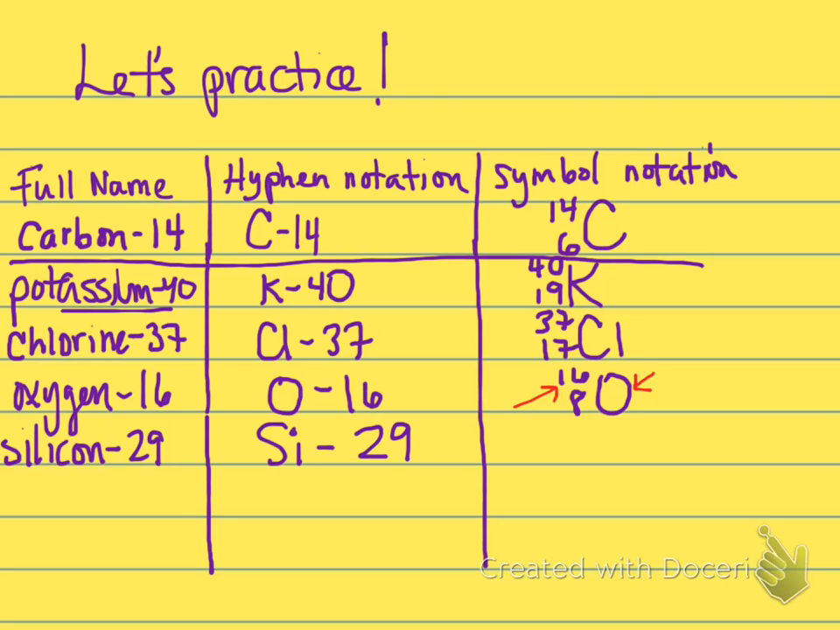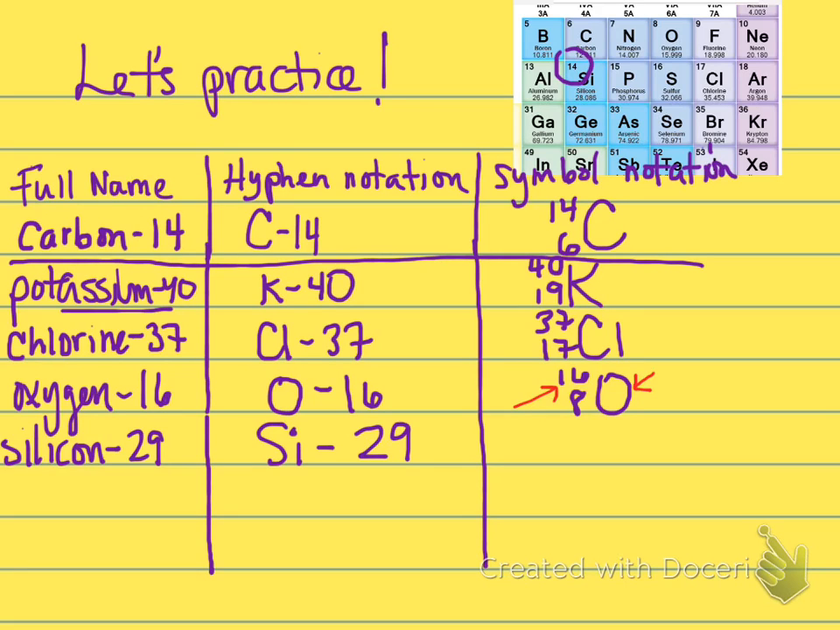That's right, it's silicon-29, and while you were looking up the atomic symbol, you probably saw that silicon has an atomic number of 14, making the symbol notation for silicon-29 look like this: Si with a 29 in the upper left-hand corner and a 14 below it. Are you pretty comfortable with writing full name, hyphen notation, and symbol notation for various isotopes? Okay, good. Now let's clear up a couple of common misconceptions.